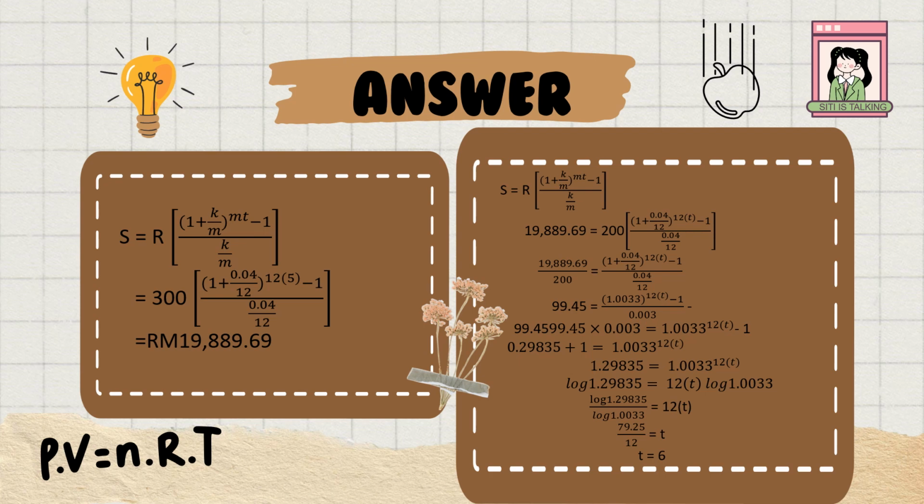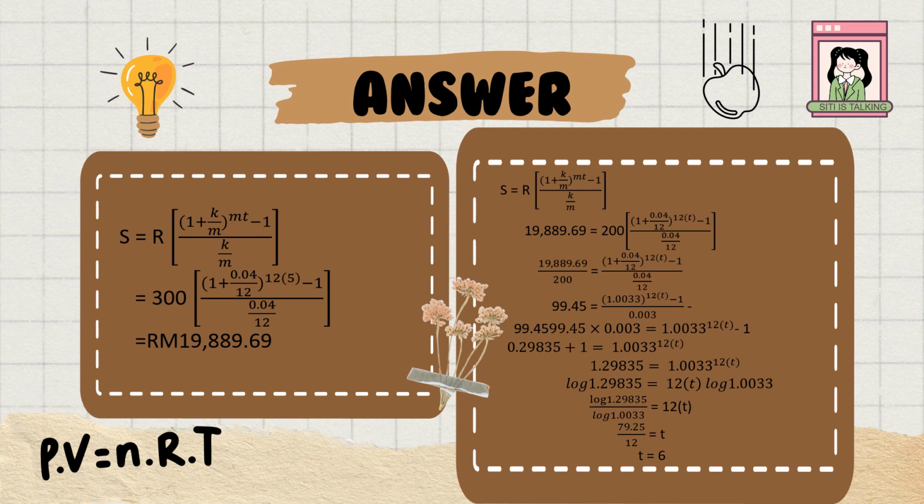Then move 0.003 to the front and it will be 99.45 multiply 0.003 equal to 1.0033 to the power of 12 multiply T minus 1. Then move negative 1 to the front, so it will be 0.29835 plus 1 equal to 1.0033 to the power of 12 multiply T. Then the answer should be 1.29835 equal to 1.0033 to the power of 12 multiply T.